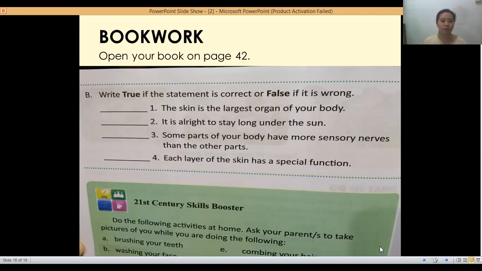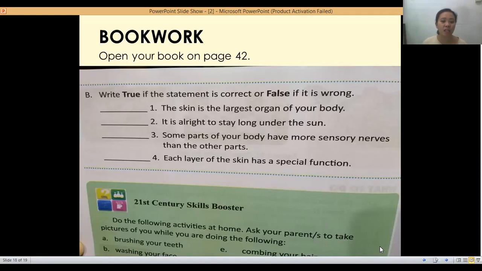True or false? Next, number 2, it is all right to stay long under the sun. It is all right to stay long under the sun. True or false?